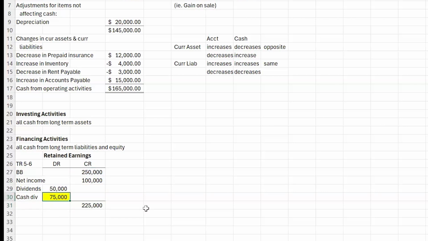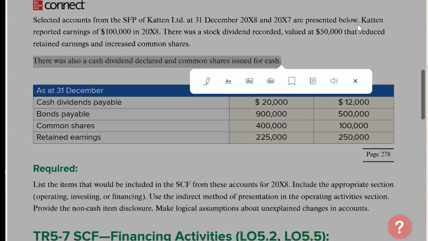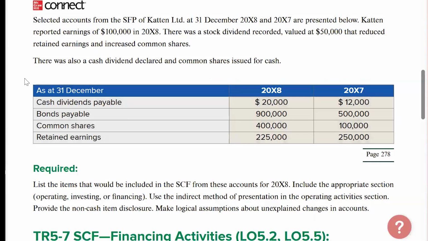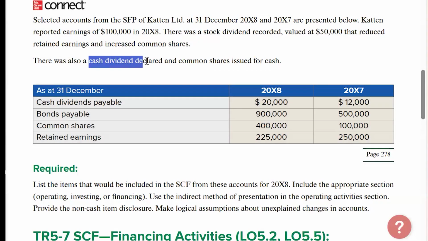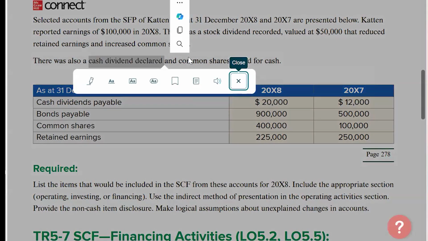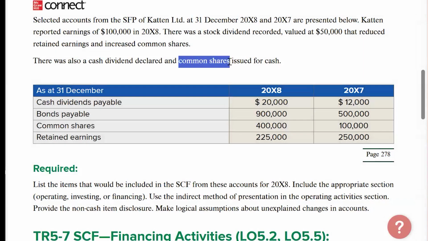So that's one of the things that you always want to calculate to make sure you're not missing something on the cash flow statement. This one told you there's a cash dividend declared and there's common shares issued for cash as well. So those are things you have to calculate. I just showed you the cash dividend declared. Common shares is another thing we would have to look at.